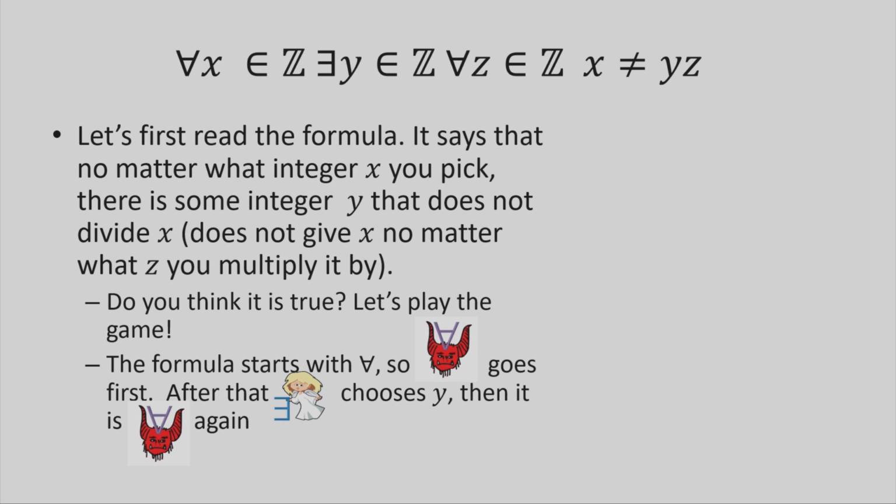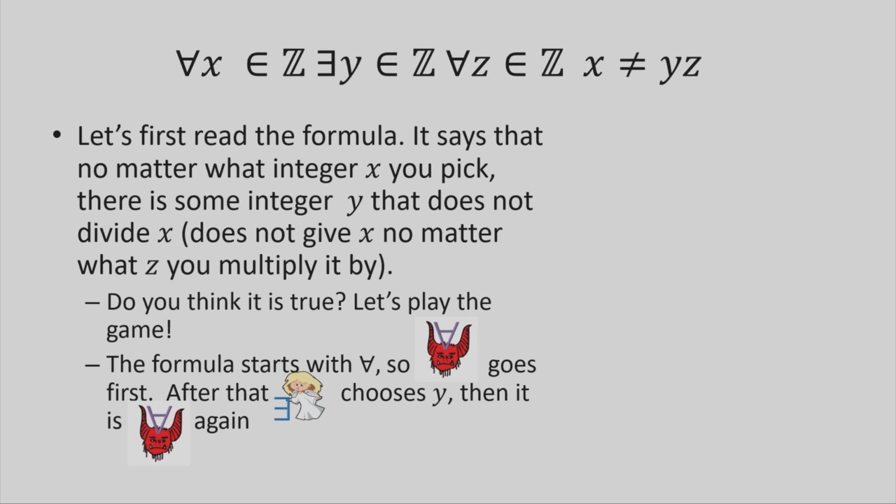So let's see, no matter what integer x we pick, there will be some integer y that depends on that x, such that no matter what the other integer z is, x is not equal to y times z. You may be thinking, well, if x is something like 2 and y is something like 3, there is not much you could multiply by to get x, but this should work for every x. How are we going to do it?